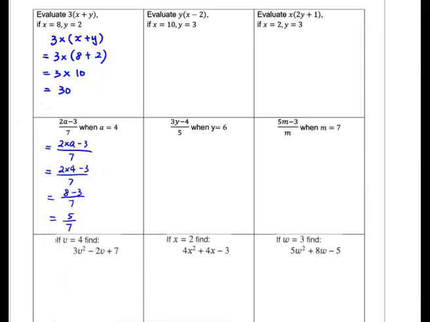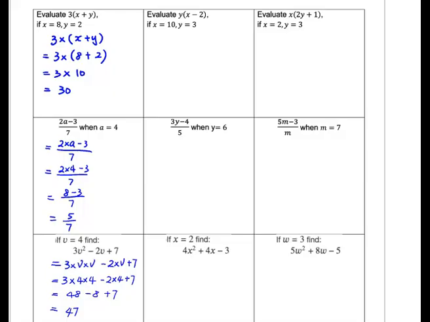Now let's have a look at the last row. If v is 4, find 3v squared minus 2v plus 7. So 3v squared means 3 times v times v, minus 2 times v plus 7. Now we can replace all the v's with a given value, which is 4. So it's 3 times 4 times 4 minus 2 times 4 plus 7. That will give us 48 minus 8 plus 7. So therefore it is 47.